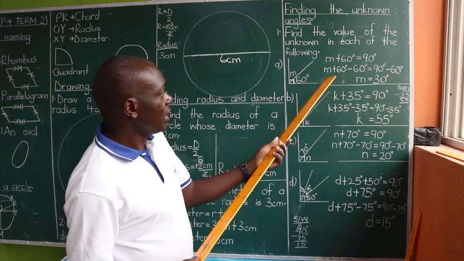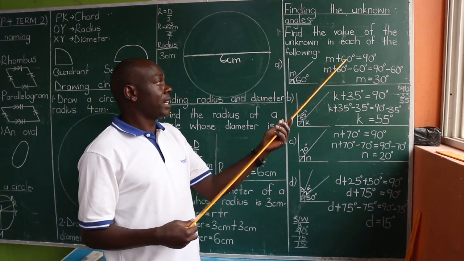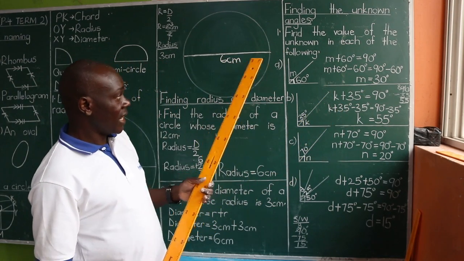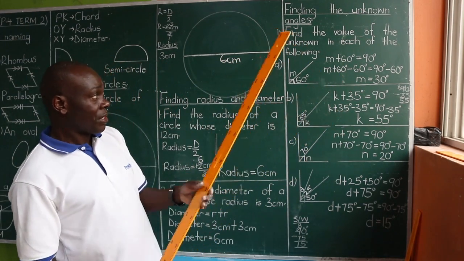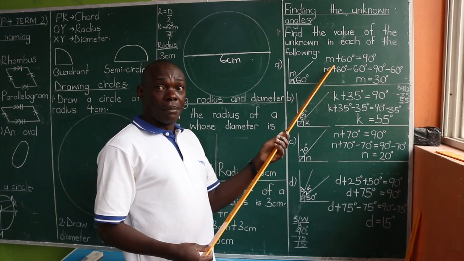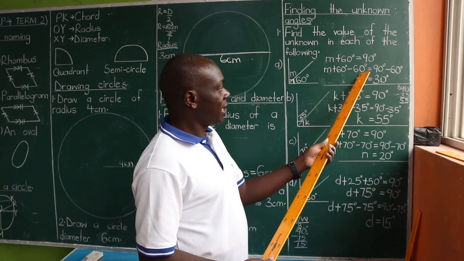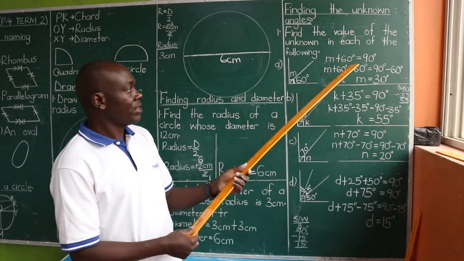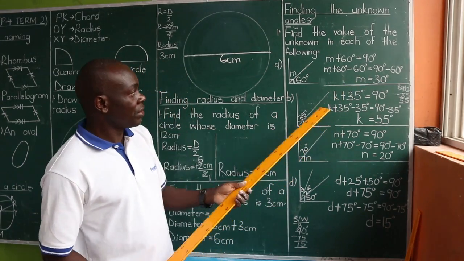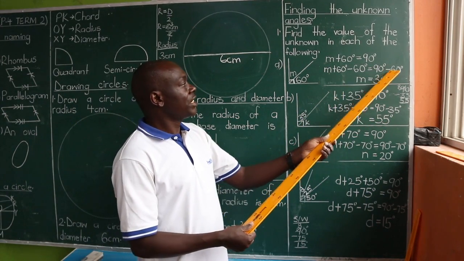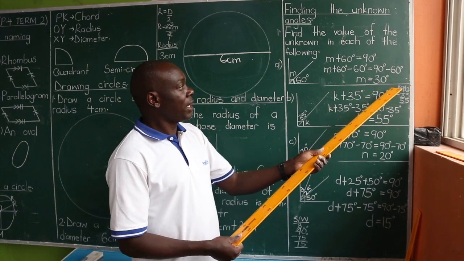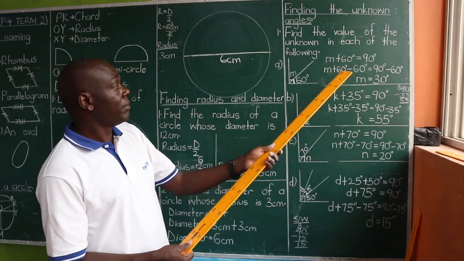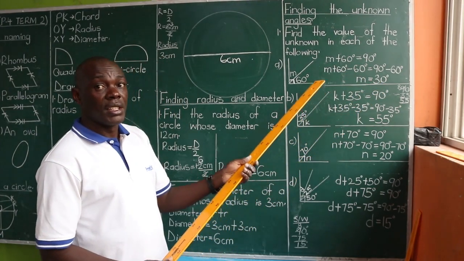Then you work out, when you are being given a plus, you subtract that added number 60 from both sides. You say m plus 60 degrees minus 60 degrees equals 90 degrees minus 60 degrees. We know 60 minus 60 is a 0, so this side you have got m, and 90 minus 60, you will get 30 degrees. So m equals 30 degrees.